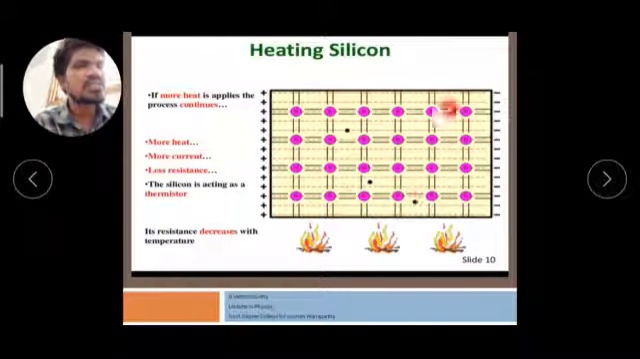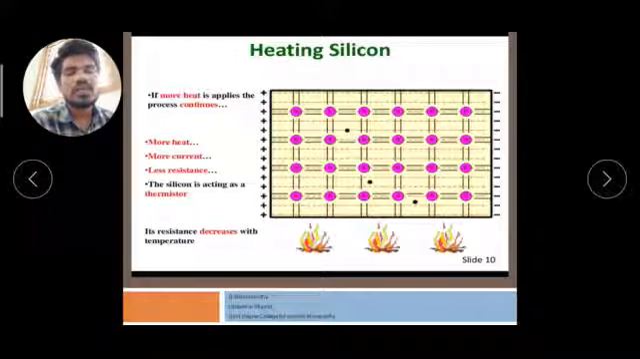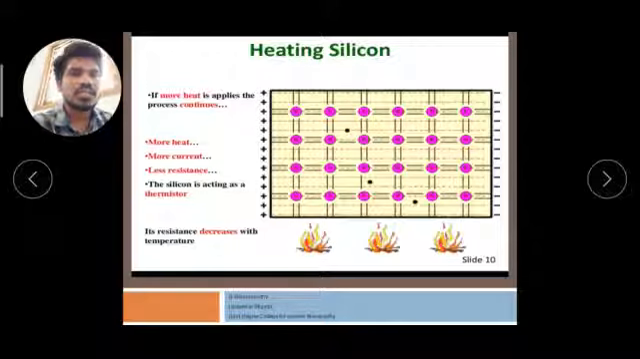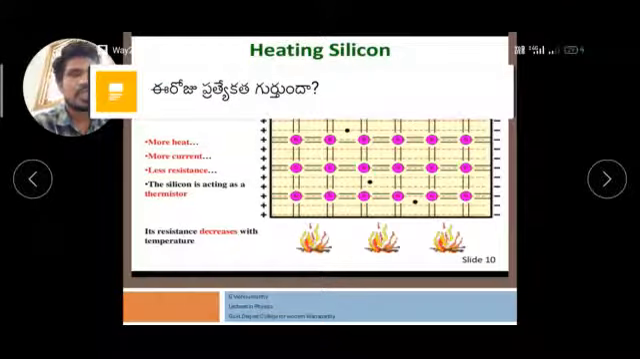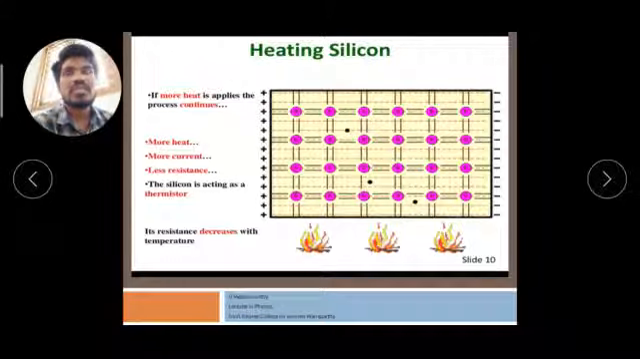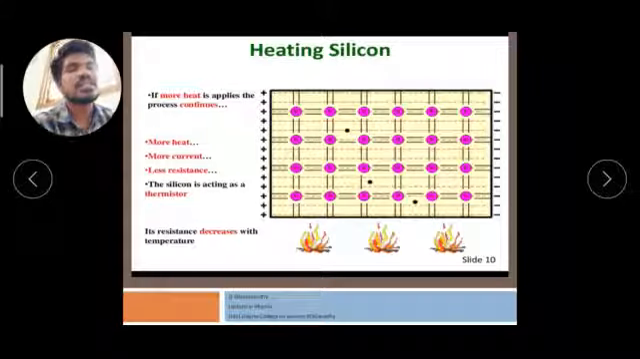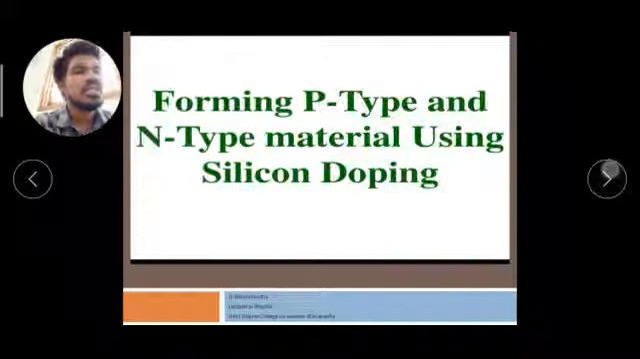This figure shows that when we apply a large amount of heat, we get a high number of electron and hole pairs. So the electrons and holes cause a heavy amount of current to pass through the material. Its resistance decreases because the covalent bonds between the silicon atoms decrease. That's why the resistance of silicon decreases with increasing temperature. So when the resistance decreases, the current conduction of the material increases.